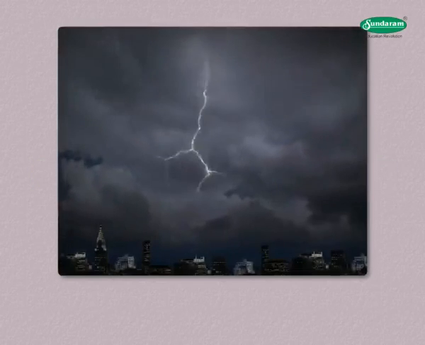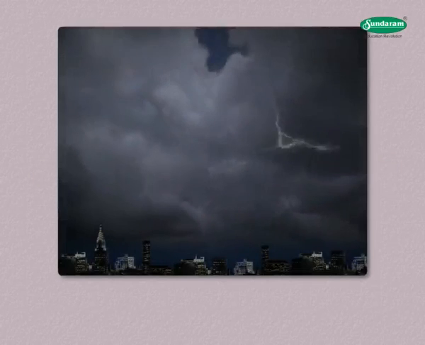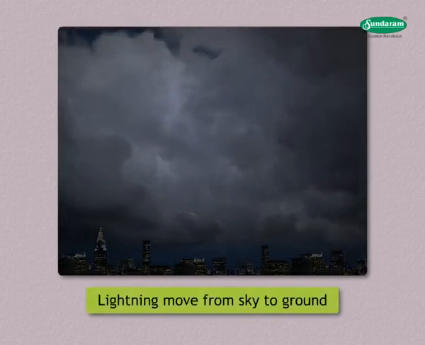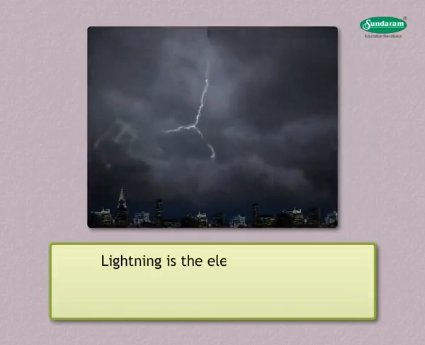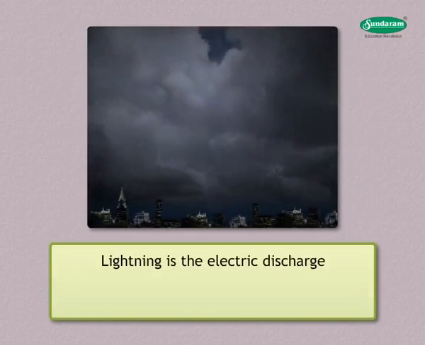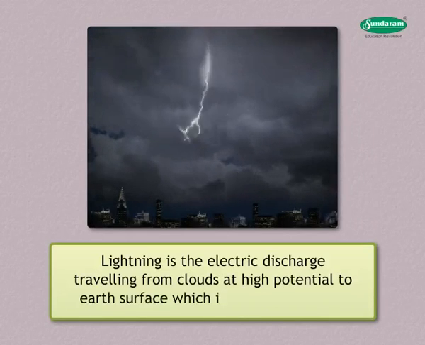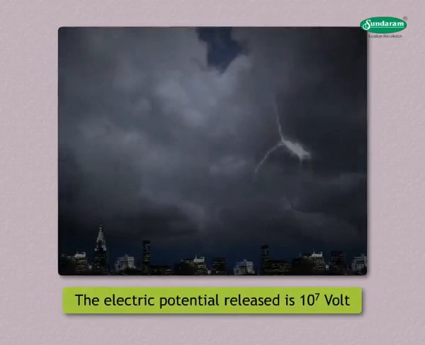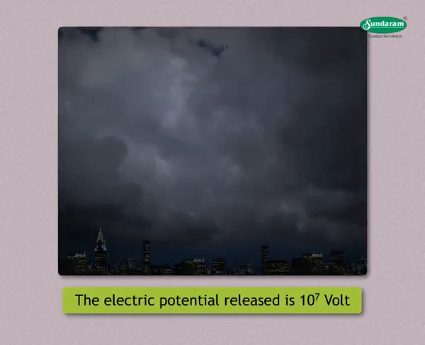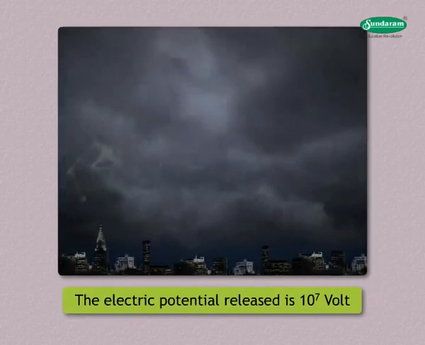Is it possible that lightning can move from ground to sky? No, but you have seen lightning move from sky to ground. Lightning is the electric discharge traveling from clouds at high potential to Earth's surface, which is at zero potential. The electric potential released in this process can be as great as 10 raised to 7 volt.